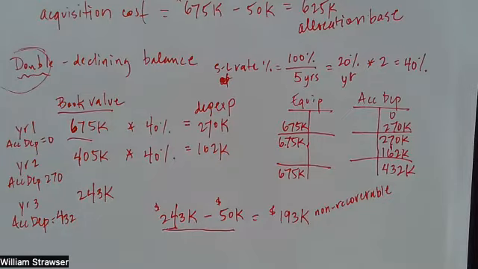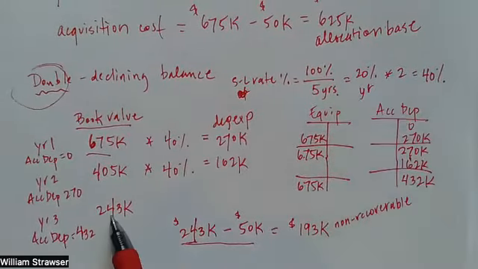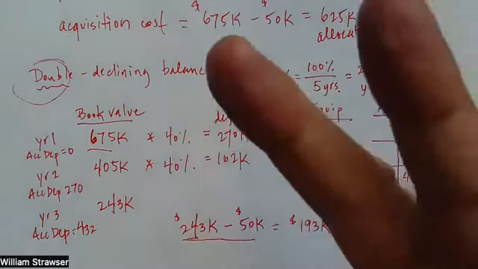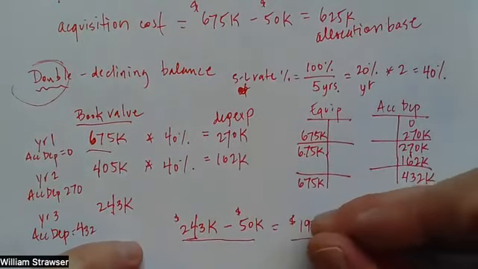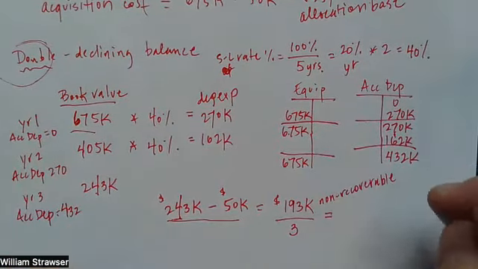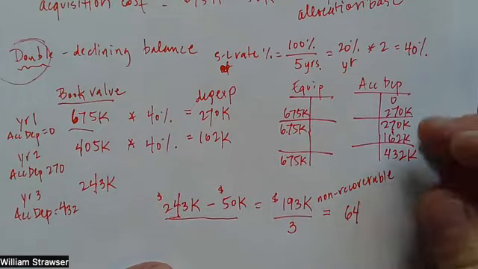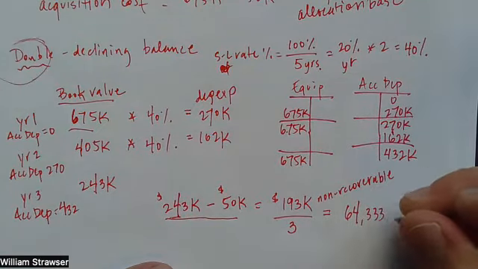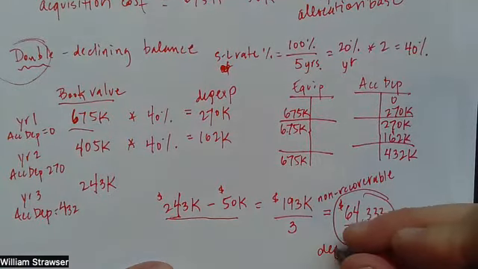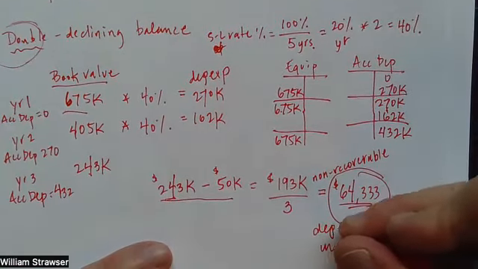How many years does it have remaining? Well, it had 5 years in total. We're in the third year. We haven't applied depreciation expense for the third year. So we'll have year 3, year 4, year 5, 3 years. So with straight line, then I just divide this over the remaining 3 years. And it comes out to 64,333 repeating. That would be my new depreciation expense at year 3 under straight line.